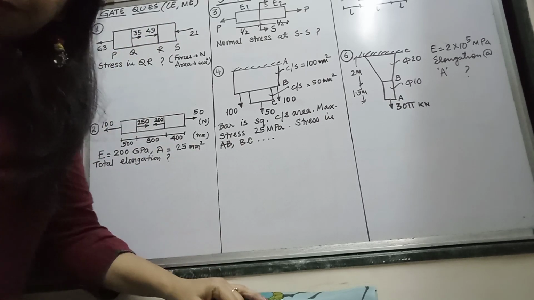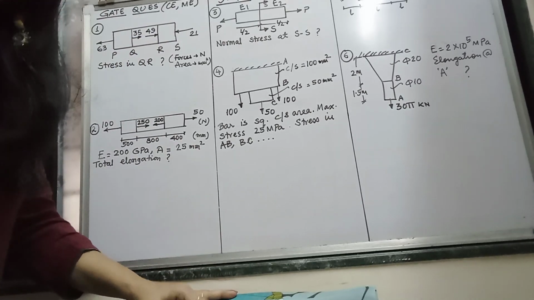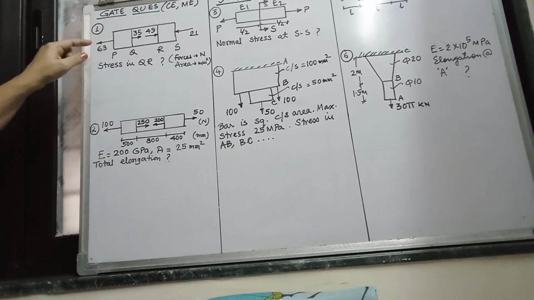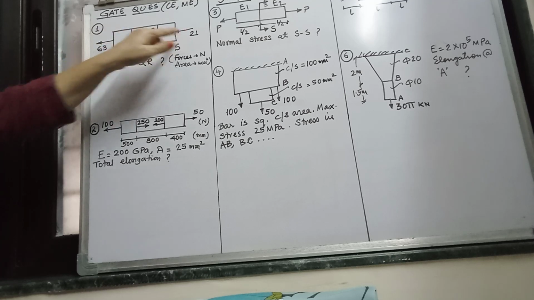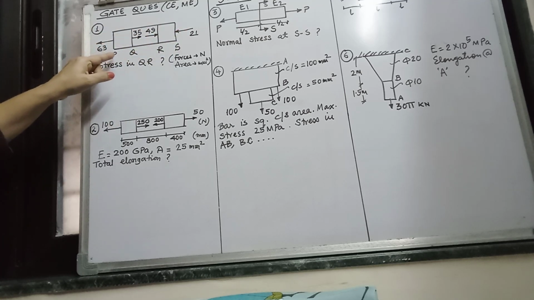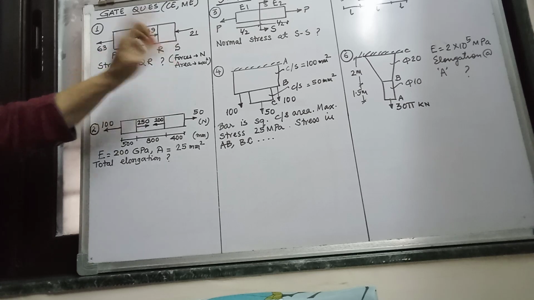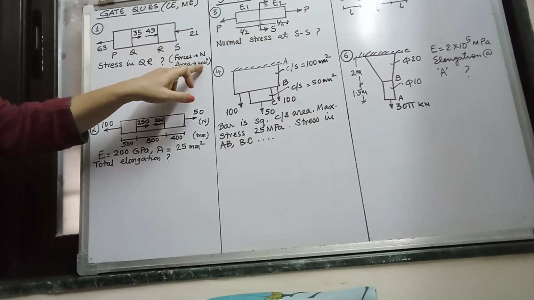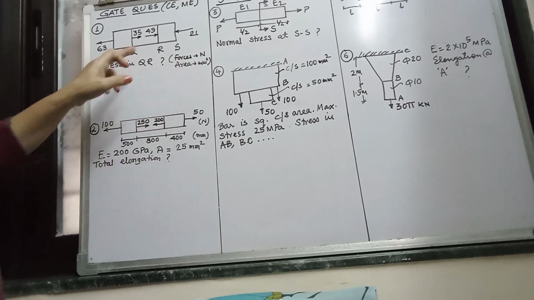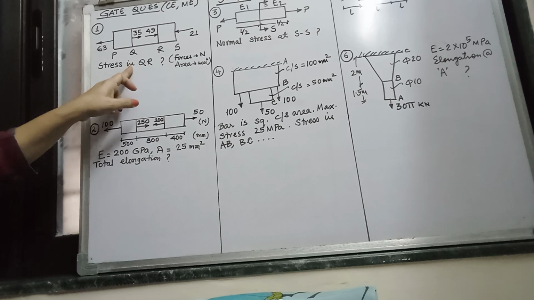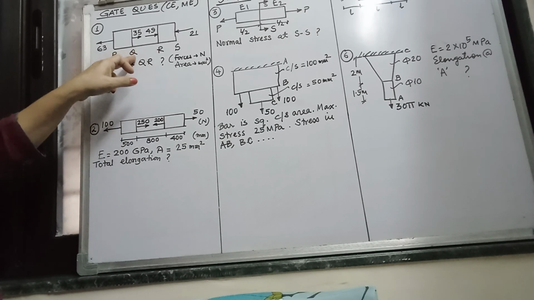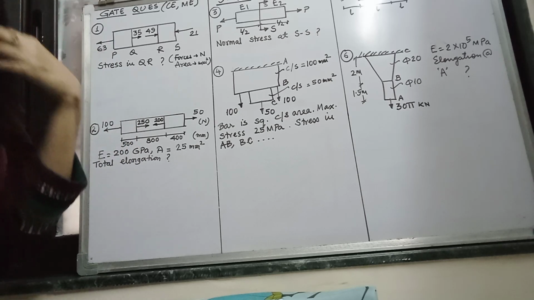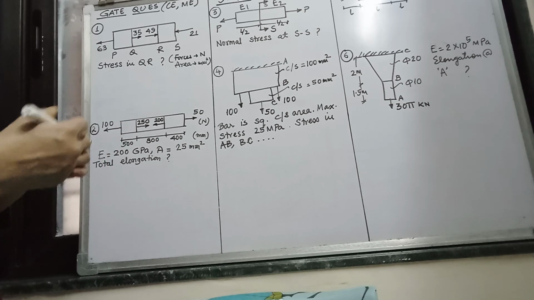This is one prismatic bar. What do you understand by a prismatic bar? Prismatic bar means the cross-sectional area is the same throughout the bar. So this is a prismatic bar. You can see the forces acting on the body. These points are denoted as P, Q, R, S. These all forces are in Newton. The cross-sectional area is in millimeter square. What do you have to find? You have to find the stress in the part QR.